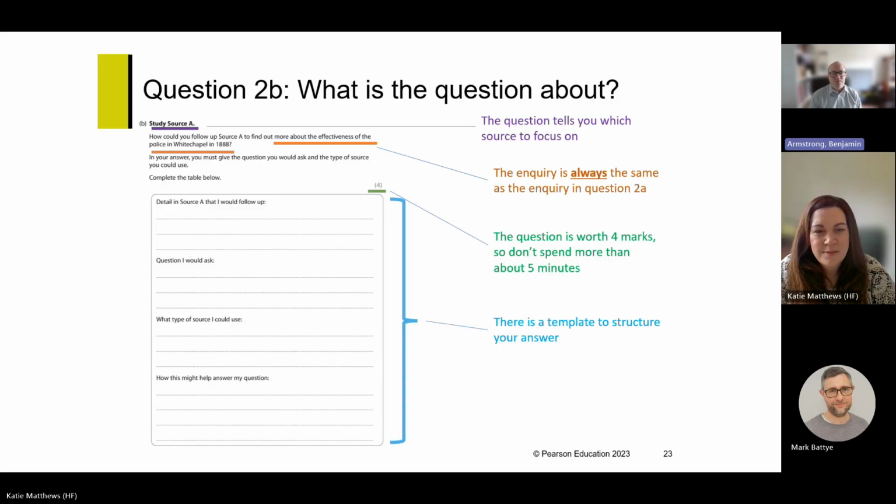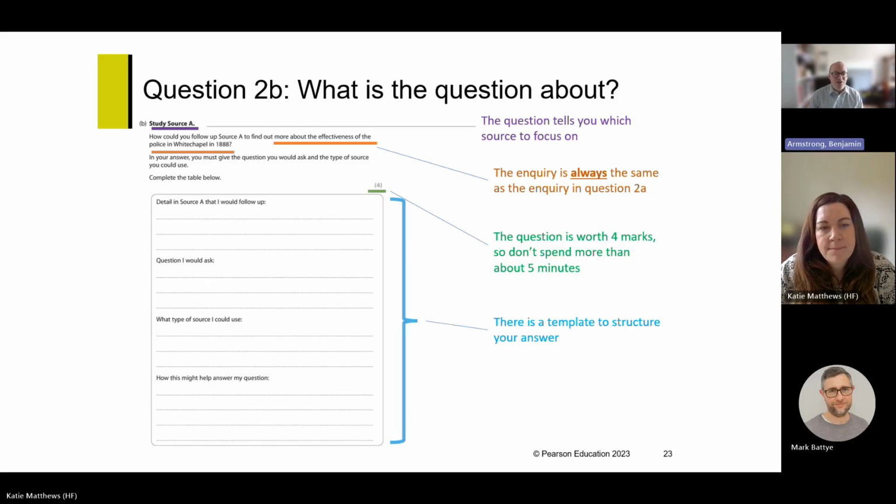It then says, how could you follow up on source A, or it could have been B, to find out more about the effectiveness of the police in Whitechapel in 1888? The really important thing here is that that will always be the same inquiry topic as you just wrote about in 2A. So hopefully you've already been thinking about that inquiry when you answered 2A and decided how useful the sources were. This question will never be about a different inquiry.